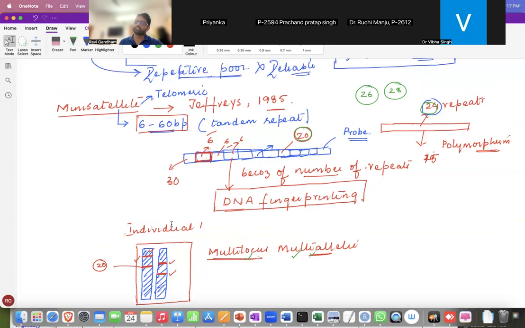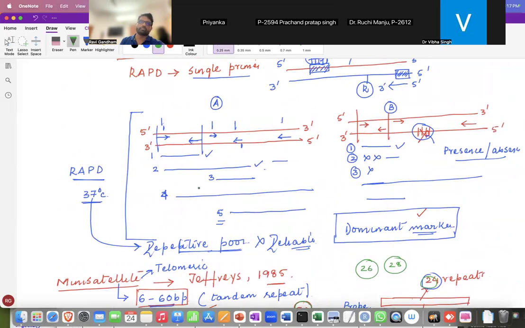Now coming back to RAPD. If you are referring to this, what is this? RAPD is multi-locus or not? RAPD is also multi-locus, right? Because it can bind here, can bind here, can bind here, can bind here, and identify polymorphism. So this is also multi-locus. What? Multi-allelic or biallelic?